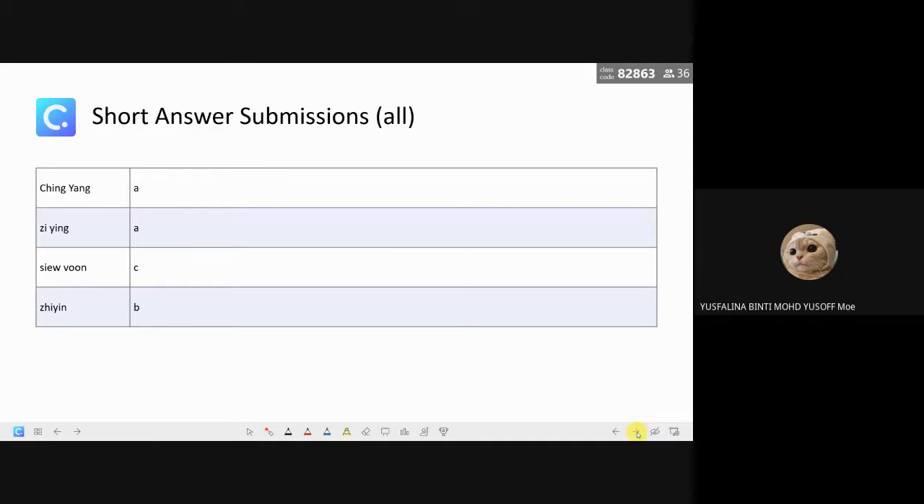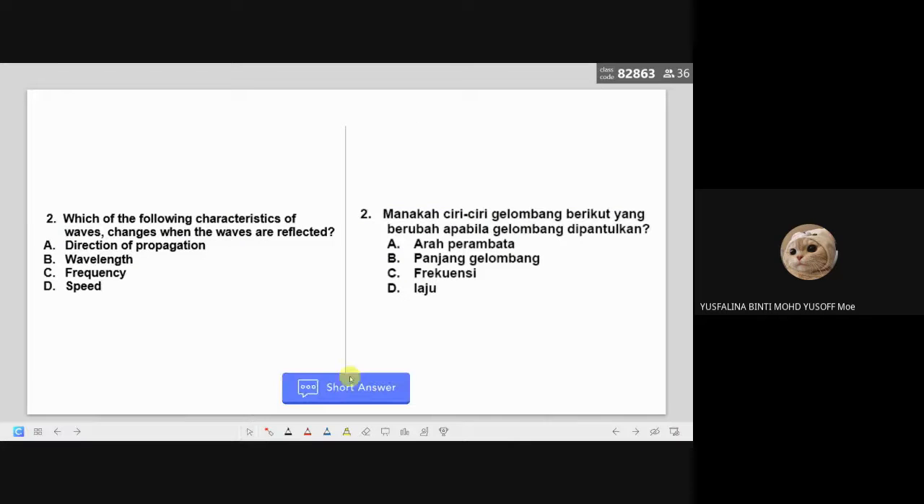Alright. So we move on to the next question. Which of the following characteristics of a wave changes when the wave is reflected? If you listened to what I said before we started the quiz, maybe you can answer this one.